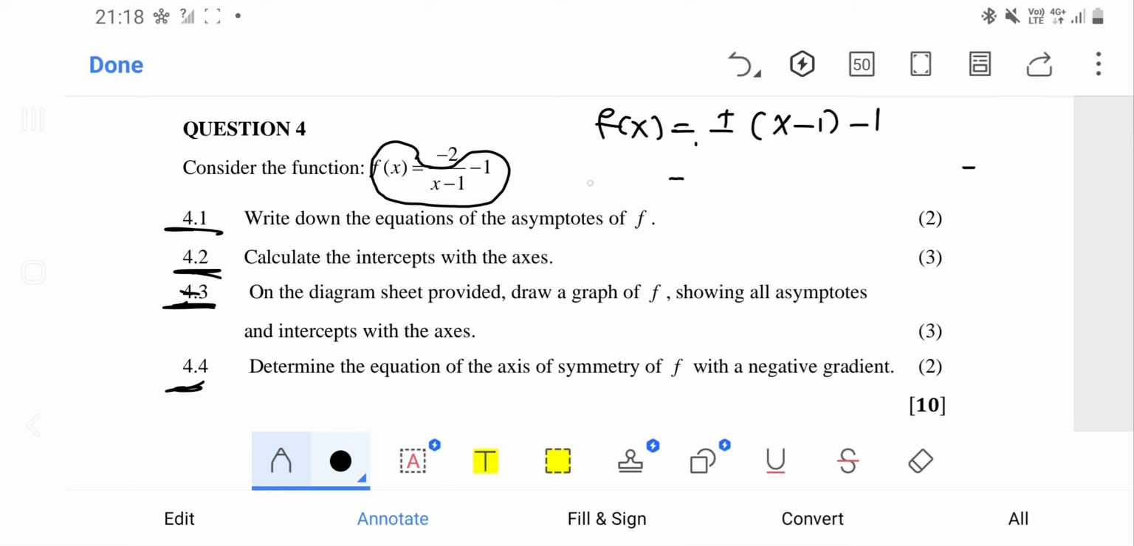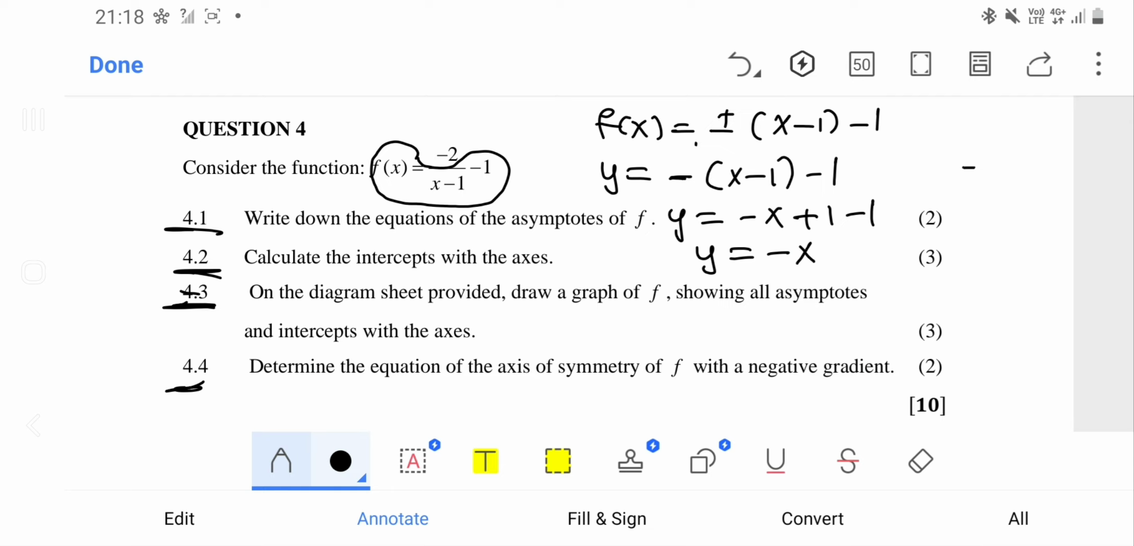So with the negative gradient, it means y is equal to negative into x minus 1 minus 1. So y is equal to negative times x is negative x, negative times -1, sorry for that, is +1, minus 1. So y is equal to negative x, right? This is what we are looking for, and then we answered question 4.4.